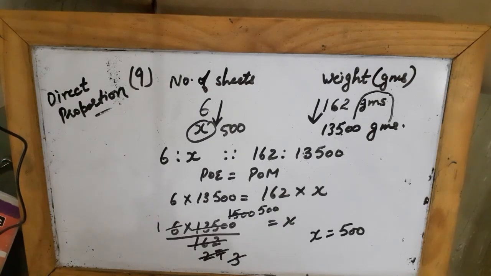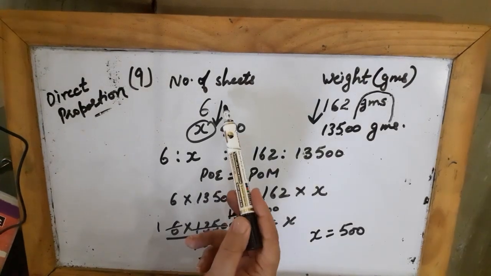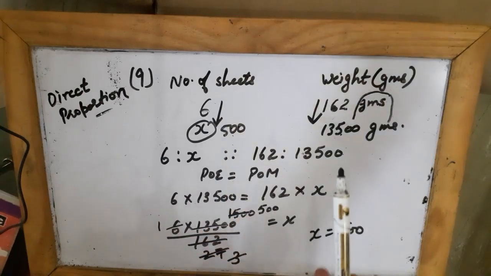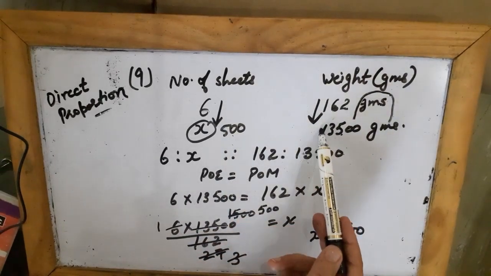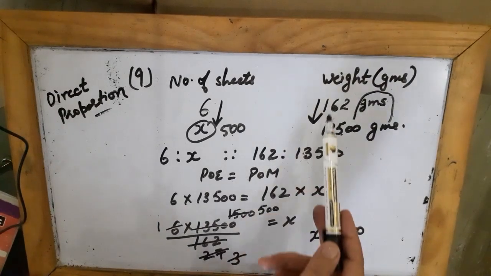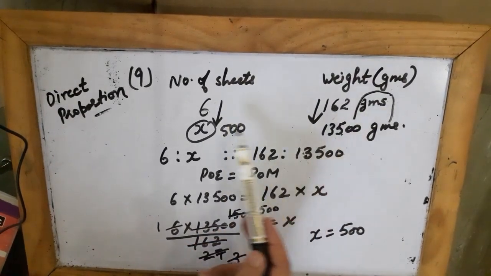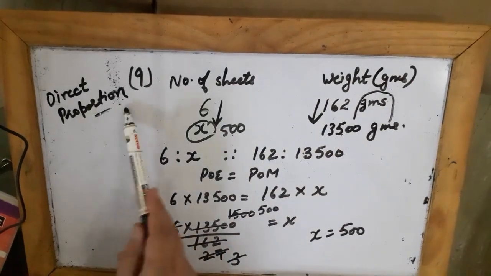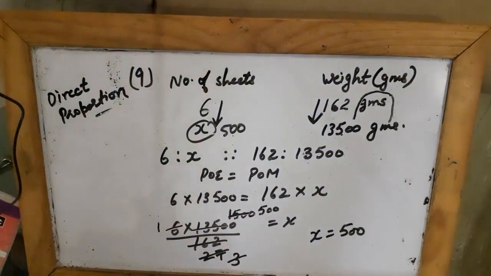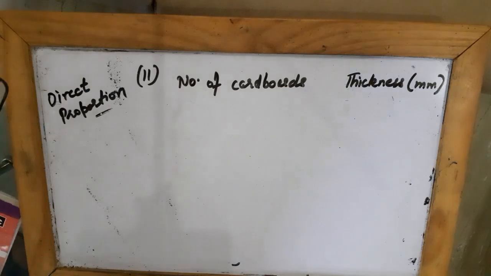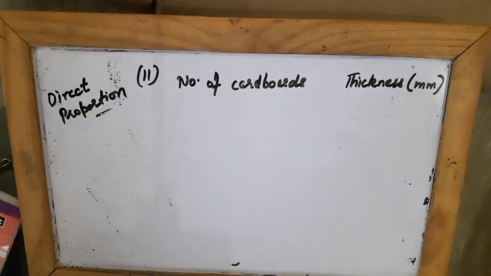13,500 grams. Okay, so the number of sheets has increased if the weight is increased; the increase in the weight causes the increase in the sheets. So which type of proportion? This is direct proportion. Now we come to the 11th question.